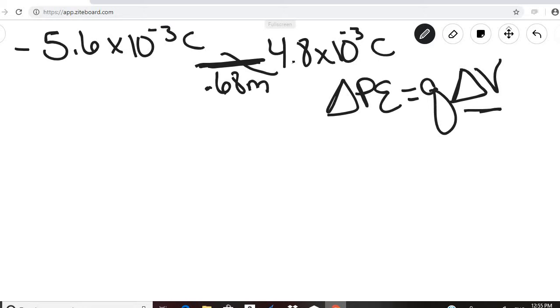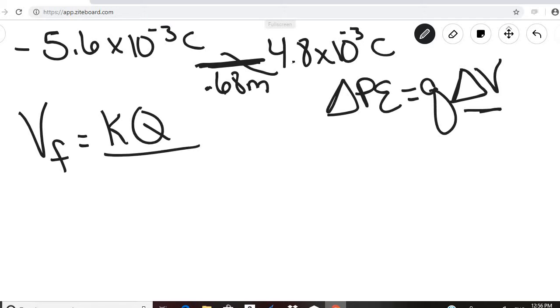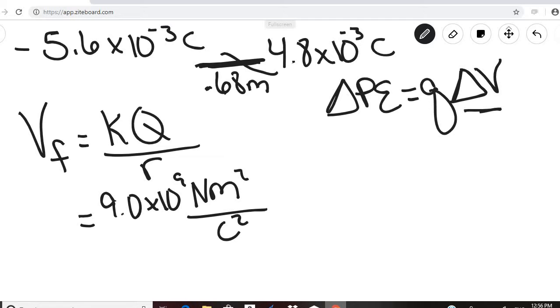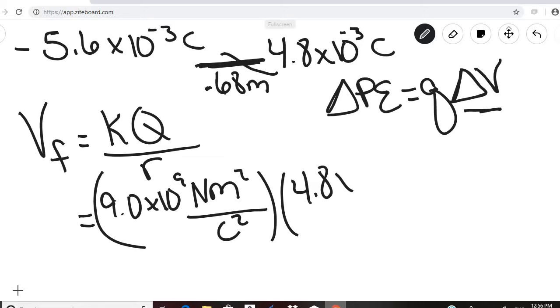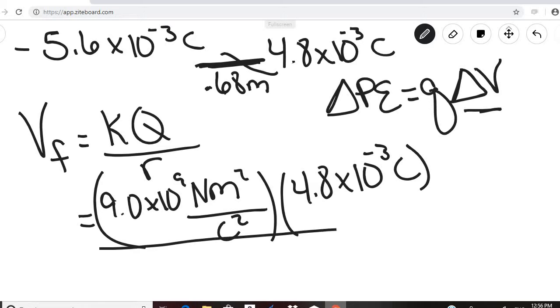So VF, the final electric potential, again, is going to be K times Q divided by R. K is going to be the same, 9.0 times 10 to the 9 Newton meters squared over Coulomb squared. And Q, again, is the charge of the stationary charge, a positive charge. And now what's R going to be?